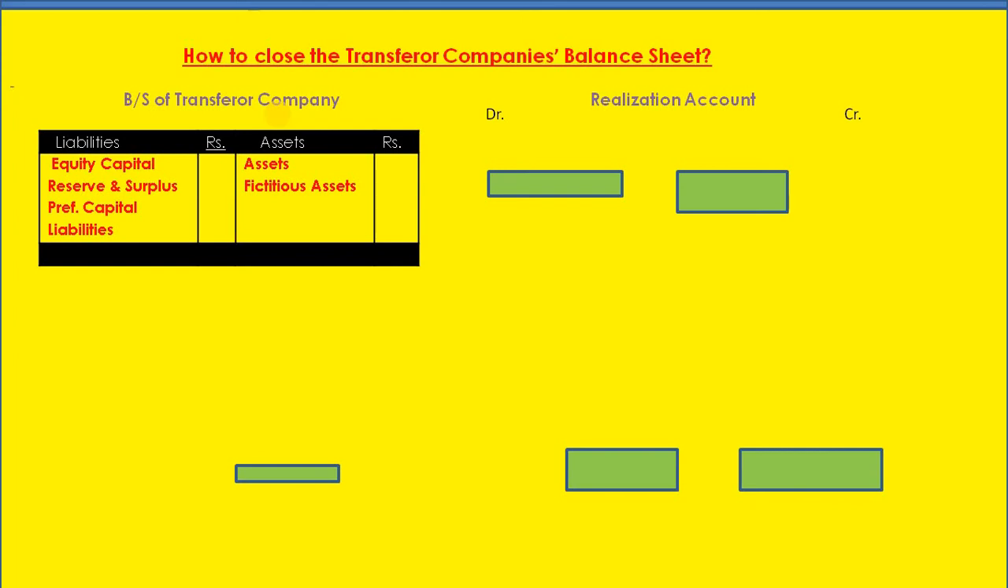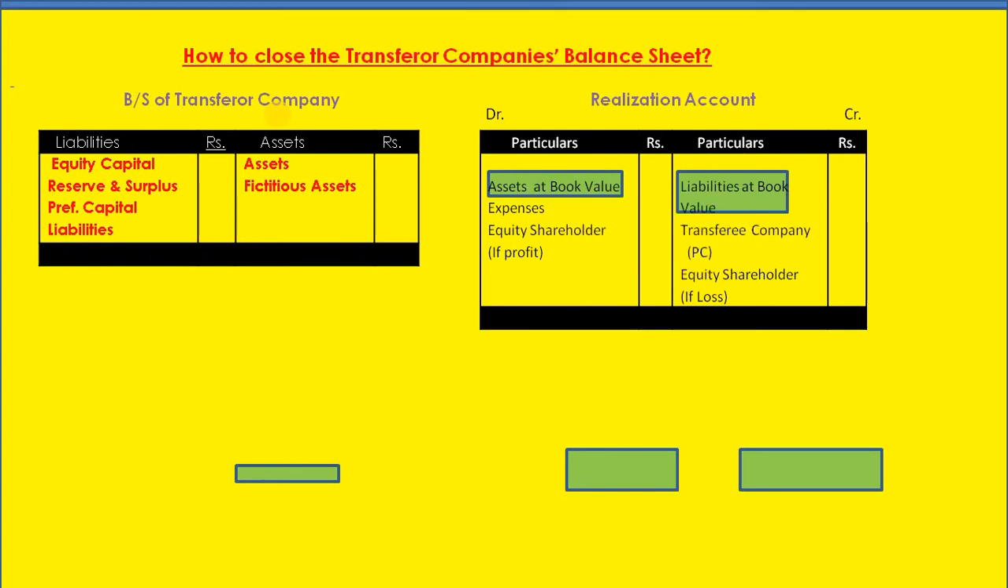Right now we have to transfer these components from the balance sheet. We have to take them out, and we will transfer those components to various ledger accounts in order to close down the balance sheet. So let's see. For explanation purposes, I'm trying to show where these components will go. Firstly, you see a green box on the realization account. There we have a realization account. First we will transfer assets to the debit side of the realization account at book value. Once it has moved from the balance sheet to the realization account, nothing is left here.